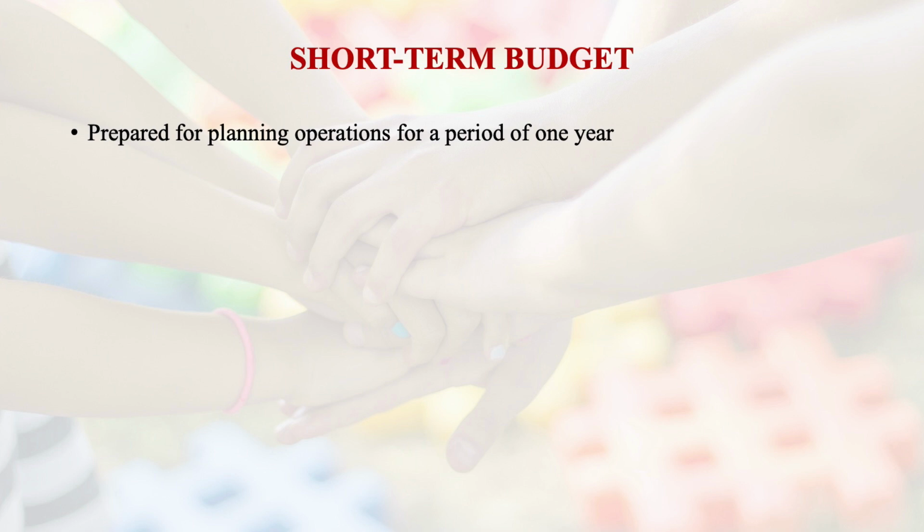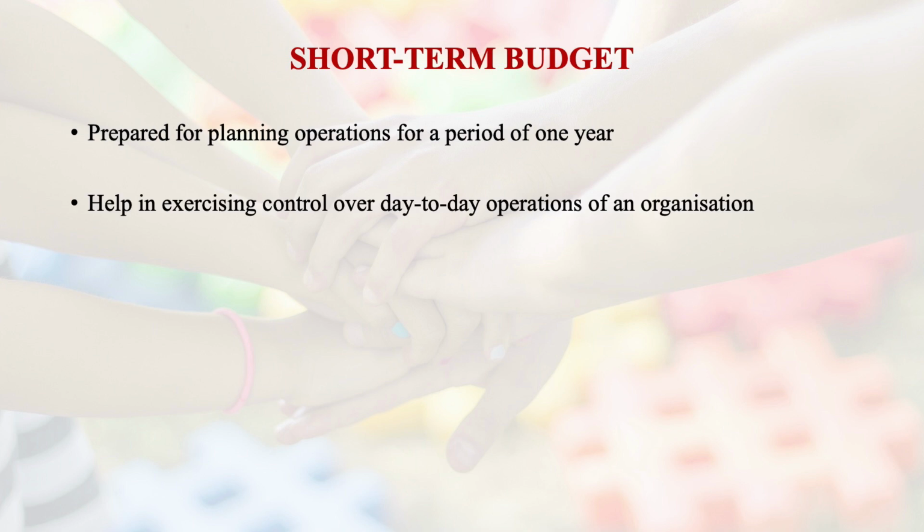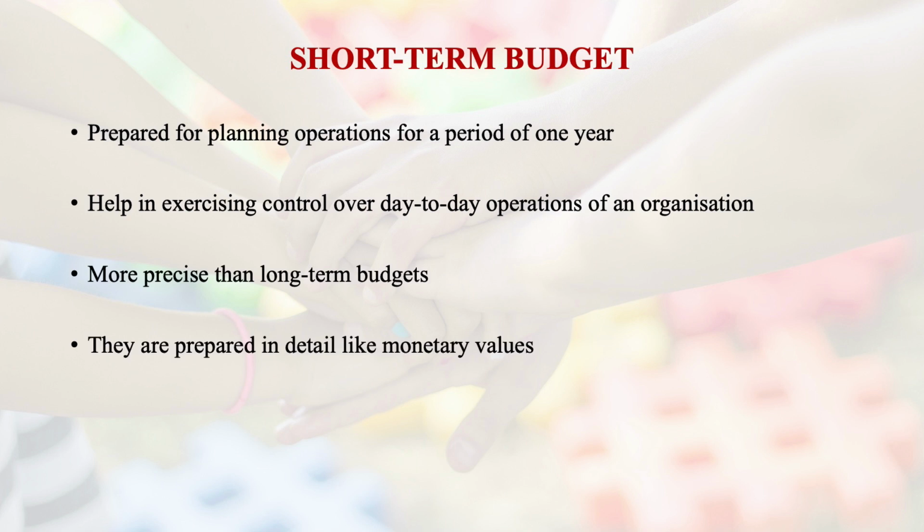When we talk about the short-term budget, it is usually prepared for planning the operations for a period of 1 year, and it helps in exercising control over the day-to-day operations of an organization more precisely than the long-term budgets. They are prepared in detail in monetary values, which is very important to understand. It is prepared in terms of money. For example, a production budget. Say you are trying to produce masks in an NGO. Masks will require raw material, cloth, elastics and thread. To produce those things you require some monetary values. That is why this becomes a short-term budget.